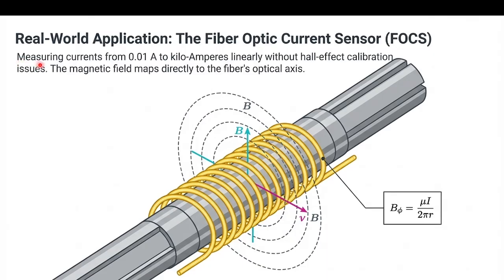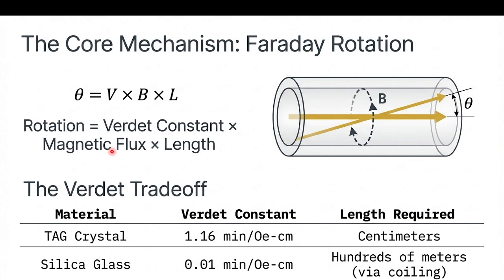So the measuring current ranges from 0.01 ampere to kilo ampere, linearly, without Hall effect calibration issues. The magnetic field is mapped directly to the fiber's optical axis. This is one: B phi is equal to mu I upon 2 pi r can be used for this. So this is the real world application of this polarization dependent application.